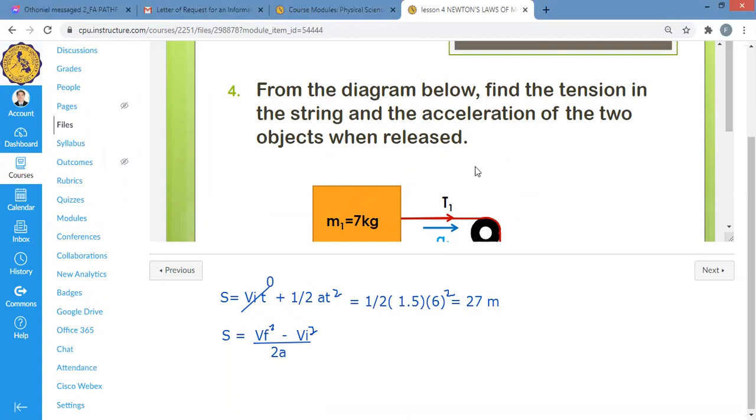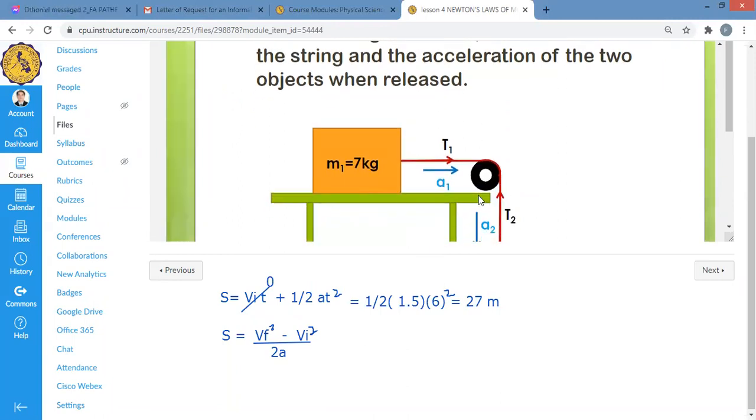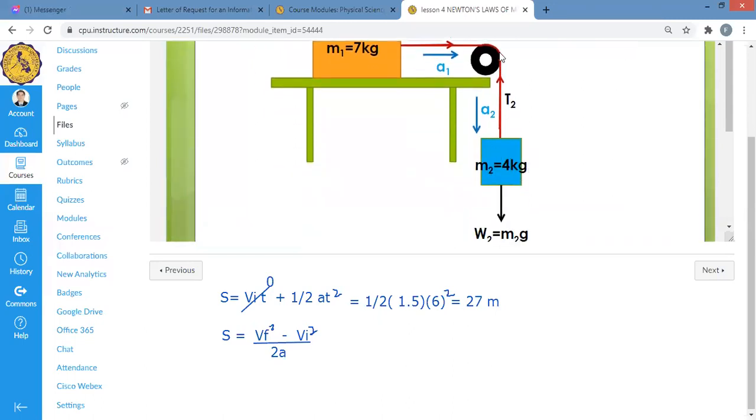So there's a box here that is sliding on a table. The mass of the box is 7 kilograms. There's a string that goes around a pulley. And of course, the pulley will have the strings there, and it will be subjected to two kinds of tension. Now, at the other end of the pulley, there's another box below, which is 4 kilograms. So what's the tendency of this object, guys?